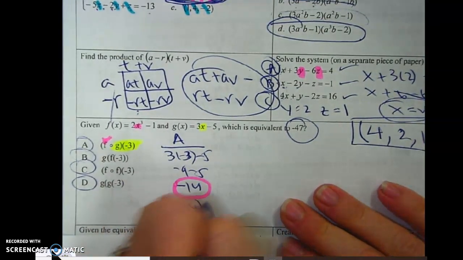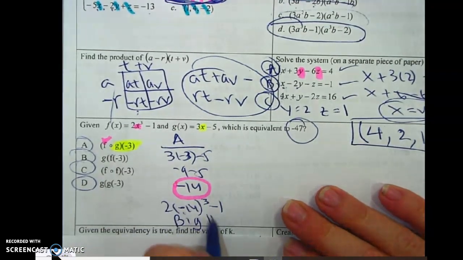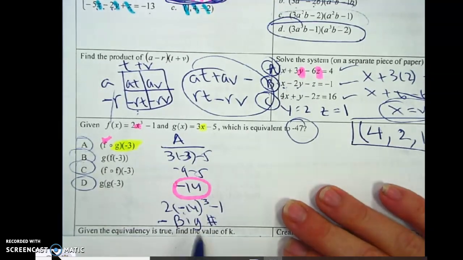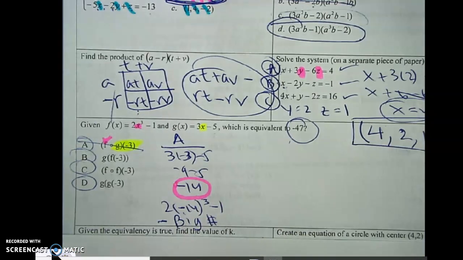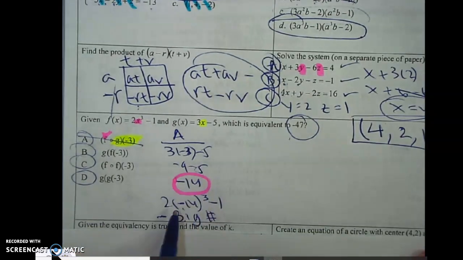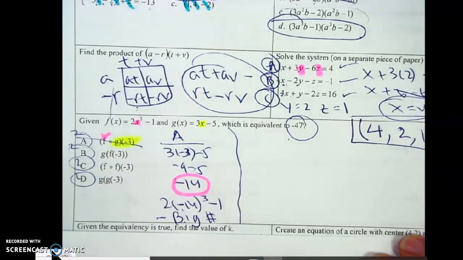Now I'm supposed to get -47. So here's the deal. I agree this is a very big number that's negative, and that's not equal to -47, so A's out. You write that, that's fine with me. But you've got to show me that you legitimately plugged it in. I'm feeling like each one of these would be worth 2 points on your test.